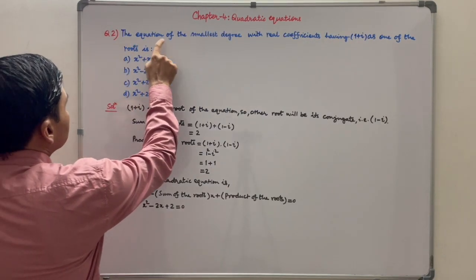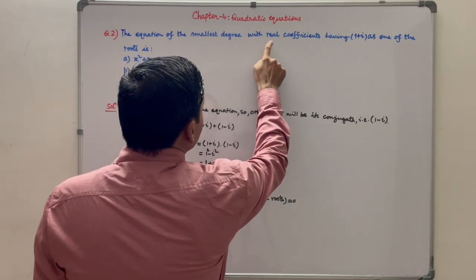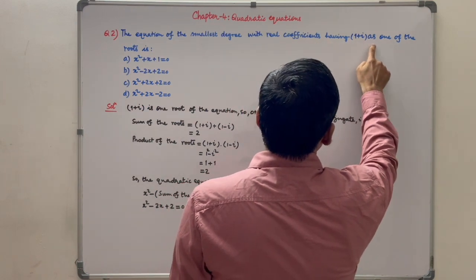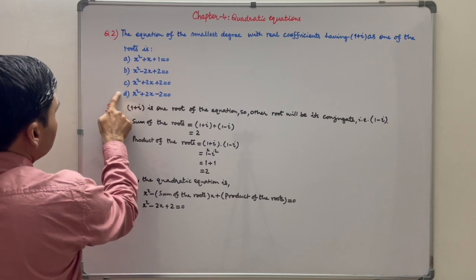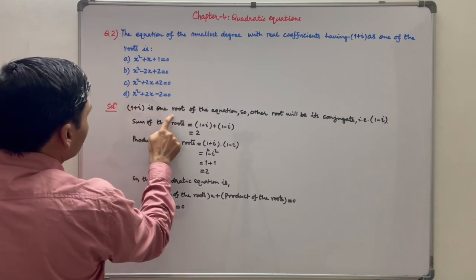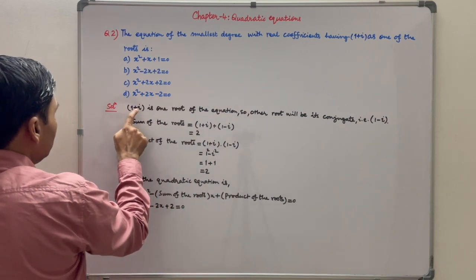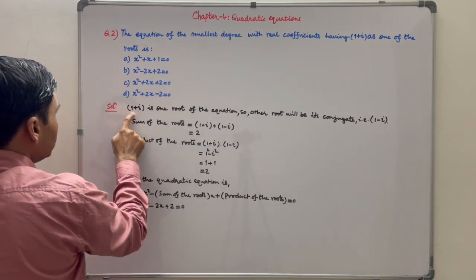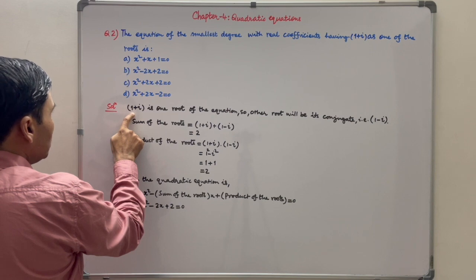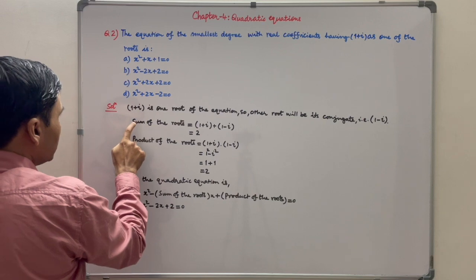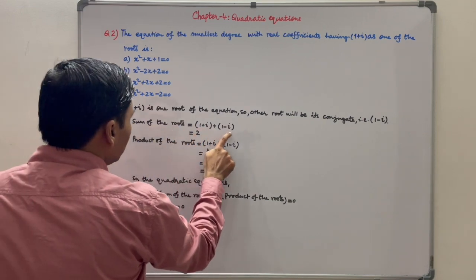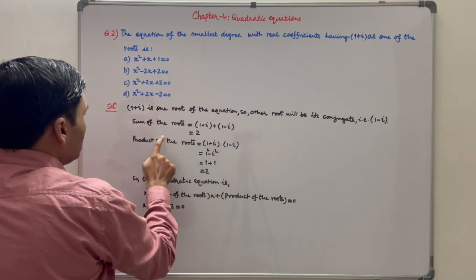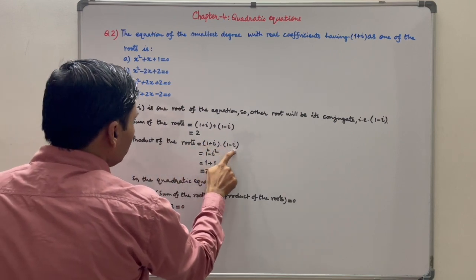Second question: the equation of the smallest degree with real coefficients having 1 plus i as one of the roots is. These are the options given. It is given that 1 plus i is one root of the equation. So the other root will be its conjugate, and that is 1 minus i, as we know that complex roots exist in conjugate pairs. To get the quadratic equation, we will calculate sum of the roots and product of the roots. Sum of the roots is 1 plus i plus 1 minus i. So it is 2.